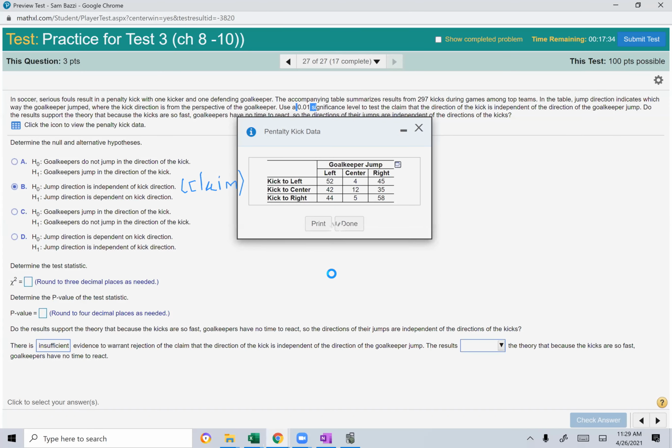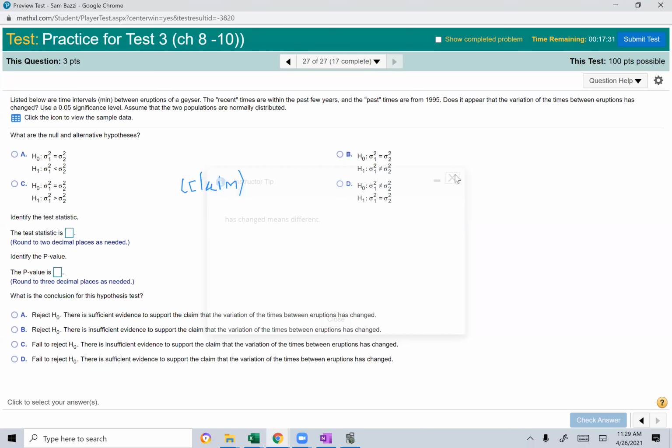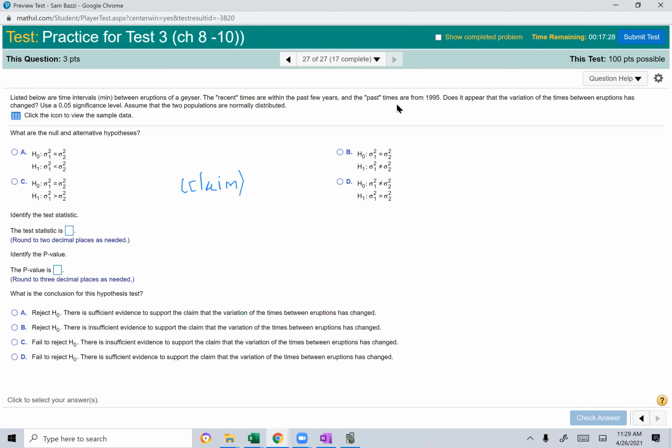Okay, last question. As I said, this will not be included on the test, but I'm just going to do it for the sake of the homework, guys. And that should be it.